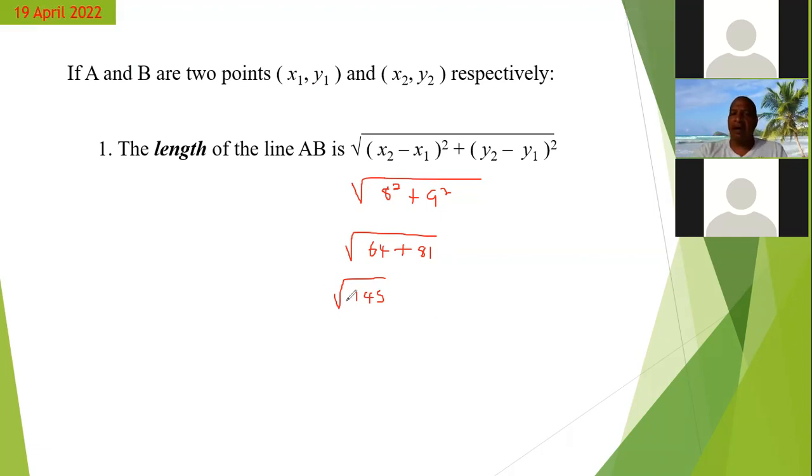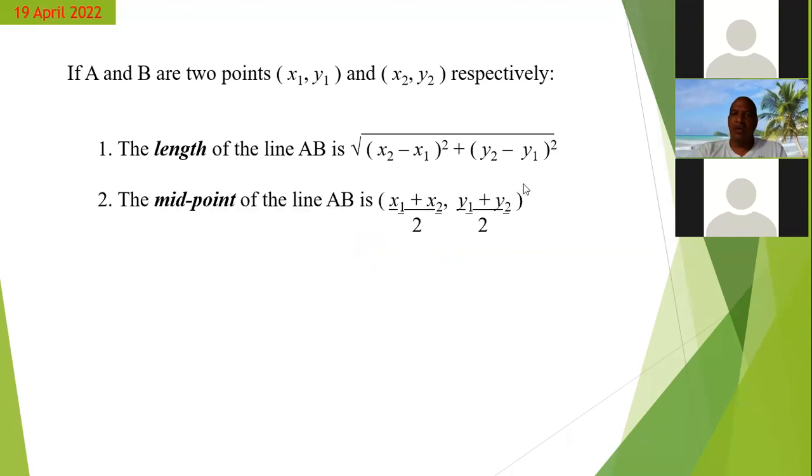Okay, all right. So when you find the square root of this now, it would actually be the length of that line. All right, any question? All right, so that's the formula for the length of a line.